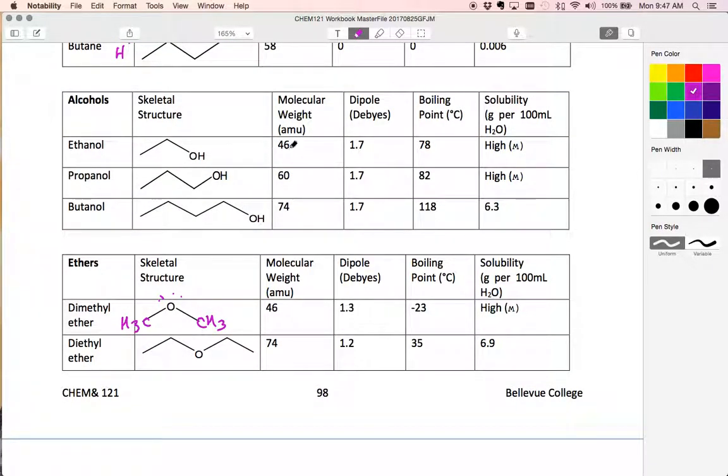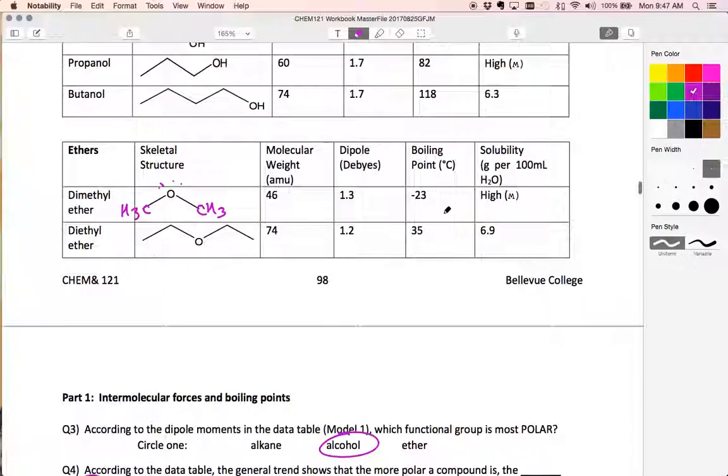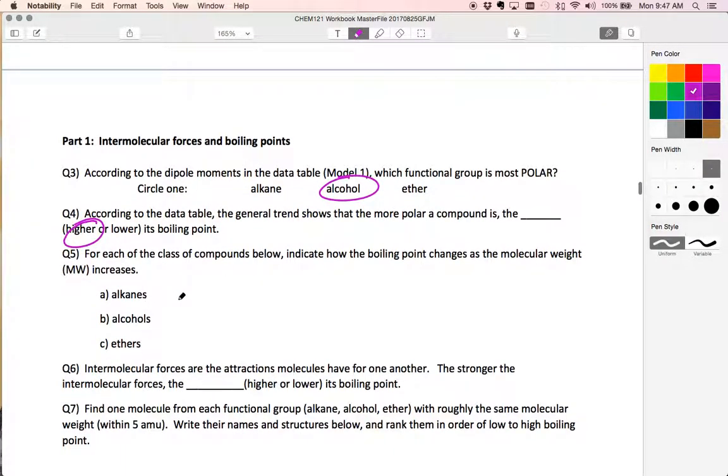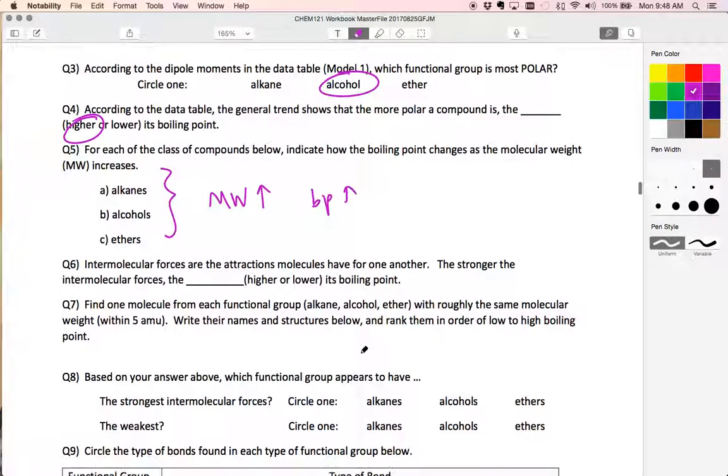Let's do the same here. As the molecular weight increases, as this molecule gets larger and heavier, the boiling point also gets larger. And same thing here, 46 to 72, it's getting larger. Here, negative 23 to 35, that's getting larger. So for all of these, there's the same trend that as the molecular weight gets higher, the boiling point gets higher as well. So that's an important thing to note, that there's a relationship or correlation here.